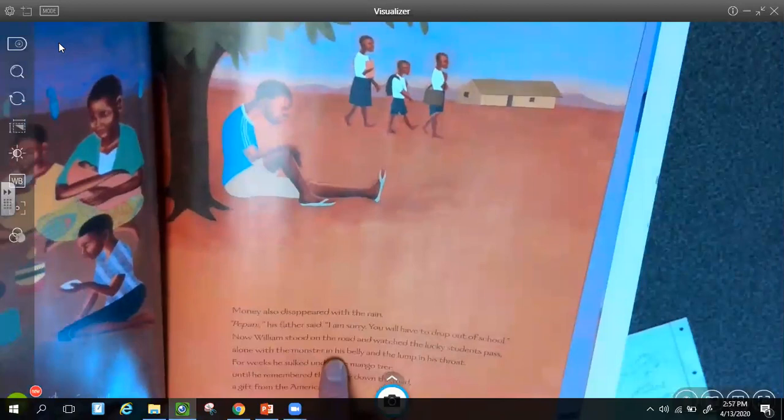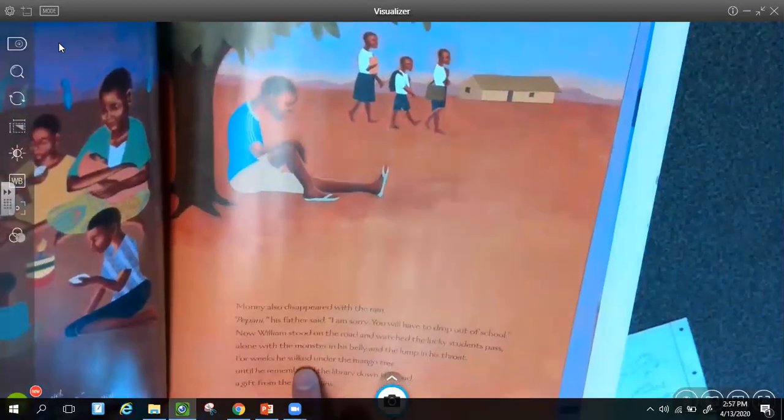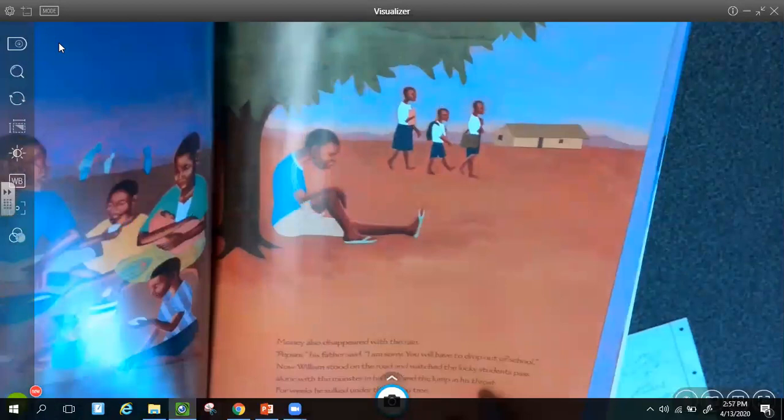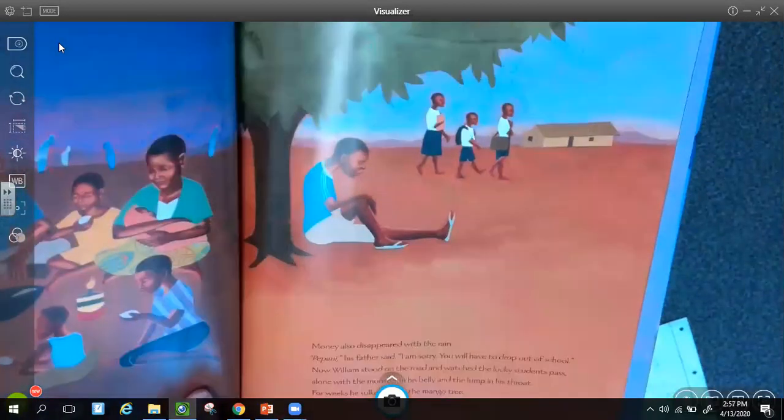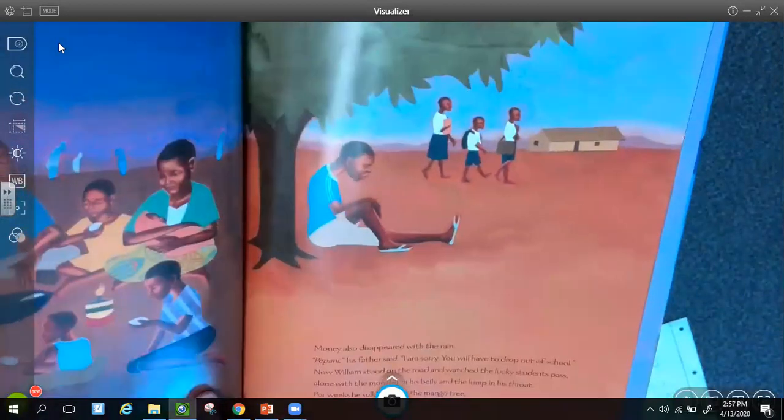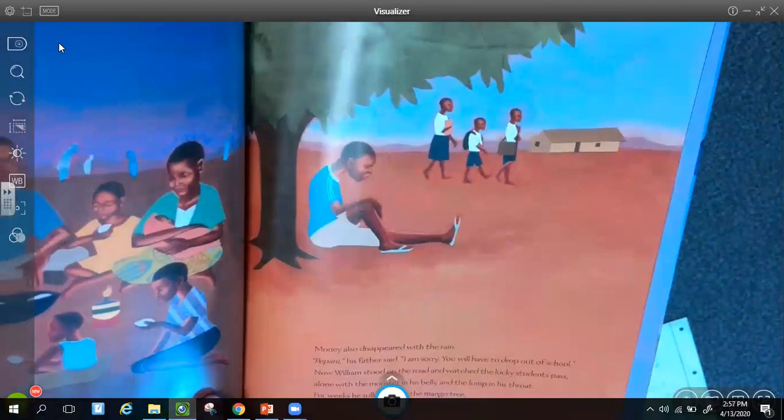And then for weeks he sulked. Just looking at your picture clues, you can figure out what the word sulked means. It's kind of when you're sad, right? You're kind of feeling sorry for yourself. Things are terrible. I don't get to go to school.